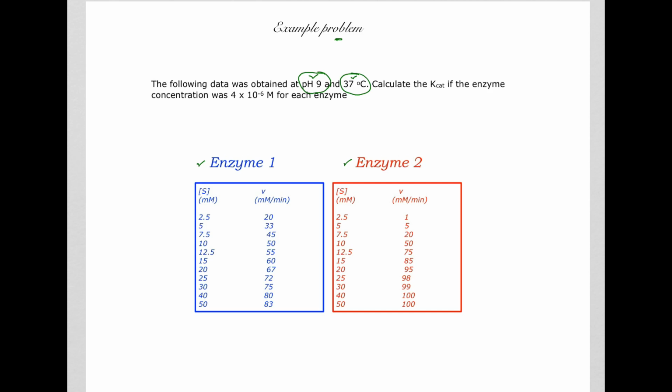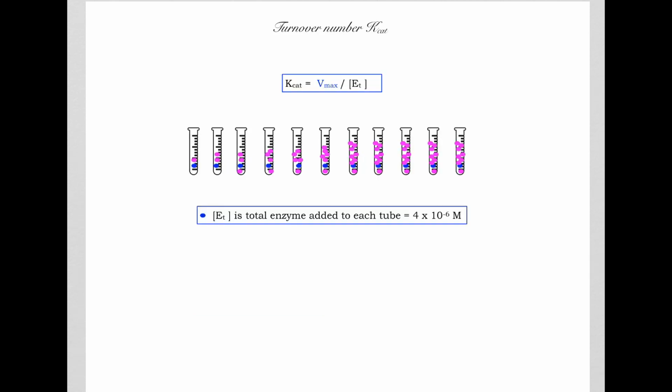Now, we know how much enzyme was added to each tube. So in this case, 4 times 10 to the power minus 6 molar of enzyme 1 was added to these tubes, and the same amount of enzyme for enzyme 2 was added to these tubes. So we know the enzyme concentration. Once we know the enzyme concentration, shown in blue here, and remember enzyme concentration is fixed in all these tubes, now we can use this formula and calculate Kcat.